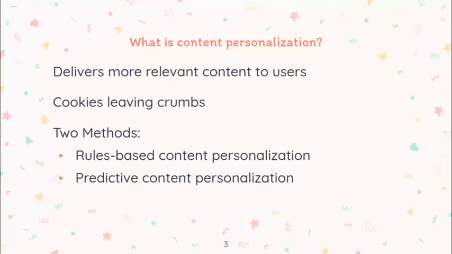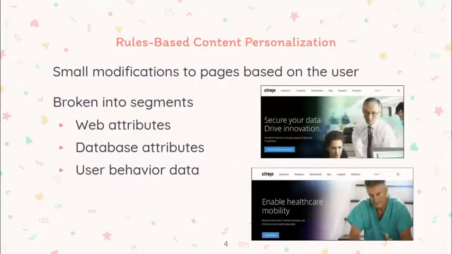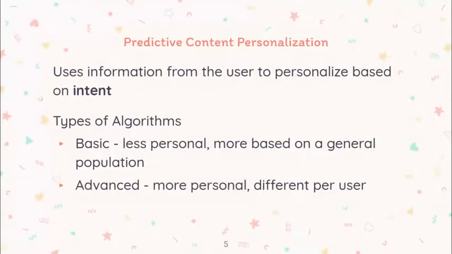There are two big methods to this personalization, those being rules-based and predictive. Let's start with rules-based. Rules-based personalization is typically smaller changes to a site based on the user. These modifications occur to segments such as web attributes, database attributes, or user behavior data. The important thing is these segments are changed individually without compromising another segment. In the picture here, data was taken from the IP address of the user. After using the IP and finding what company and industry it's from, the web page's presentation has changed to better suit the predicted user.